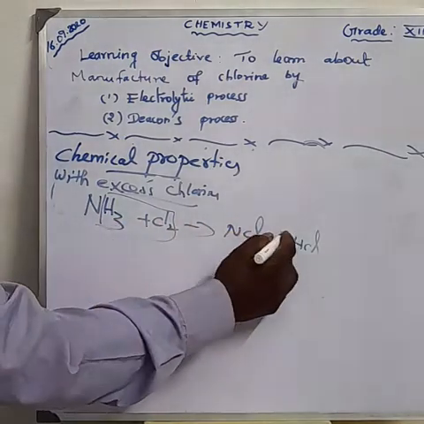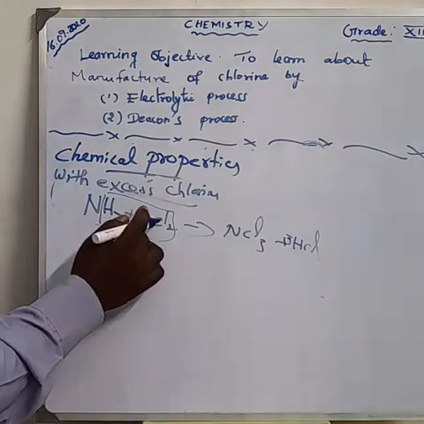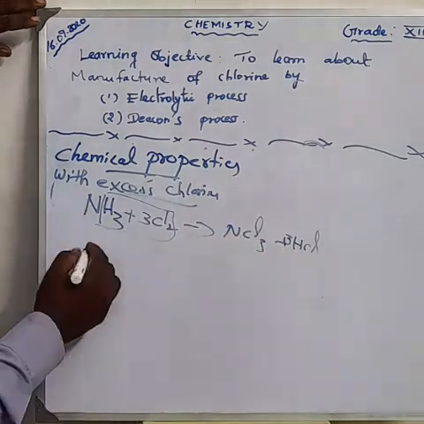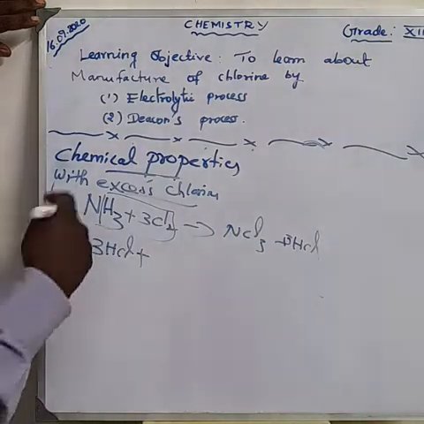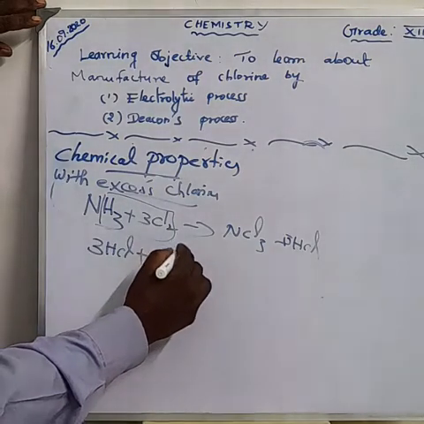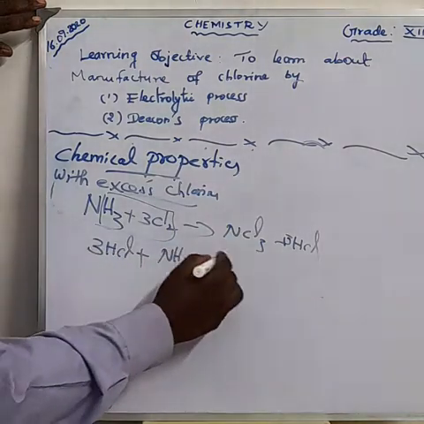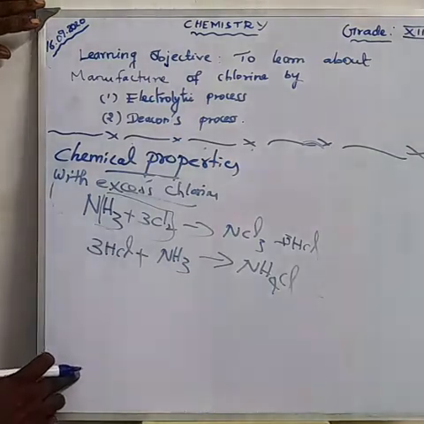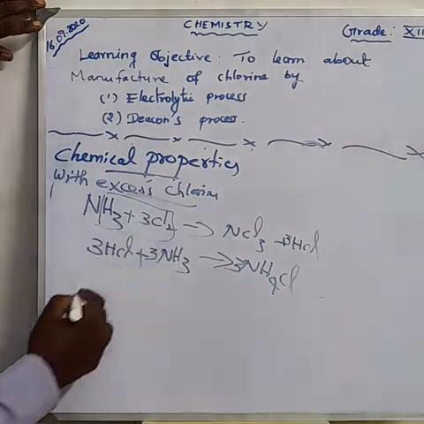There are 3 hydrogens, so make it 3 here. Here I have 6 chlorine, so we should write 3Cl2. Now the equation is balanced. Next, this 3 hydrochloric acid combines with ammonia NH3. This hydrochloric acid combines with ammonia and we get ammonium chloride, NH4Cl. How much chlorine is there? 3 chlorine. How much ammonia is there? 3 ammonia.